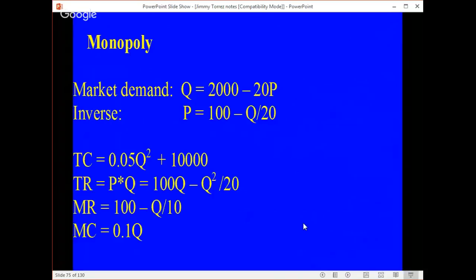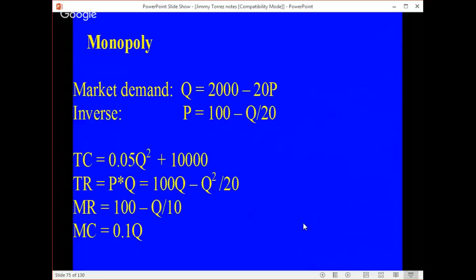So in the following example, I assume I have a market demand, Q equals 2,000 minus 20P. I solve for P to get the inverse demand, P equals 100 minus Q divided by 20, or 0.05Q. Total cost by assumption equals 0.05Q squared plus 1,000. Total revenue is, of course, just our inverse demand curve times Q, so P times Q equals 100Q minus Q squared divided by 20.